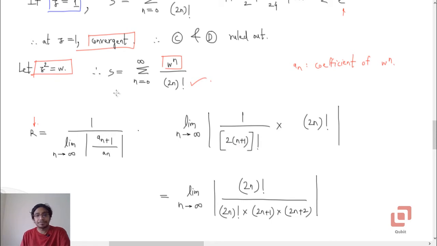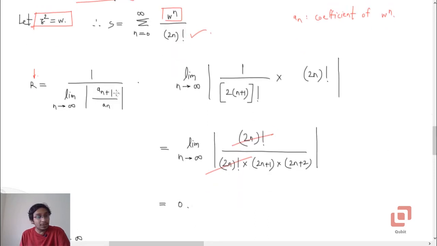Because these factorials are appearing in the denominator, for a n plus 1 we will have 1 upon bracket 2n plus 1 factorial, and a n is in the denominator of the denominator, isn't it? So it will be simply 2n factorial. Simplify. Use the reduction formula for factorials to cancel 2n factorial. So you'll get 2n plus 1 into 2n plus 2 in the denominator. So clearly this limit is going to be 0. So if the limit is 0, then r will be 1 upon 0, or infinity.